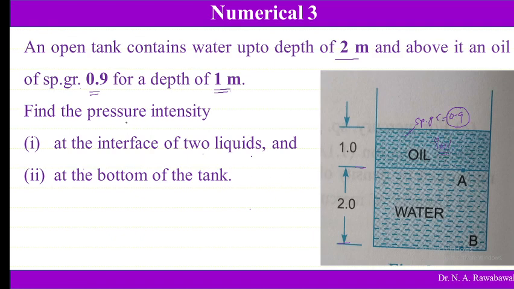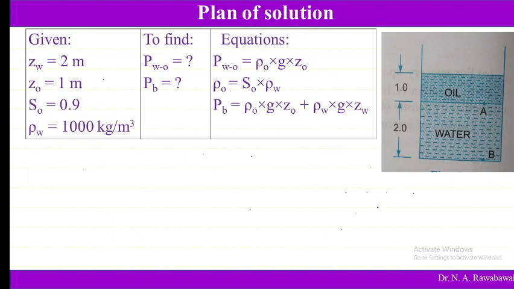So what we want to find is the pressure intensity at the interface of the two liquids, that is, between oil and water, at point A, say. Then another is to find out the pressure intensity at the bottom of the tank. So how much pressure is acting at the bottom of the tank, that is at point B and at point A. So we will collect this data.